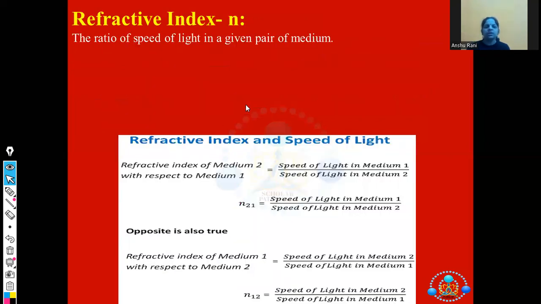Then refractive index. This is ratio of speed of light in given pair of mediums. Like you are having air and you are having another medium, right? So speed of light in medium 1 by speed of light in medium 2 is called refractive index of medium 2 with respect to medium 1. It is called n21. It is equal to speed of light in medium 1 by speed of light in medium 2. Its opposite is also true. n12 is equal to speed of light in medium 2 by speed of light in medium 1.